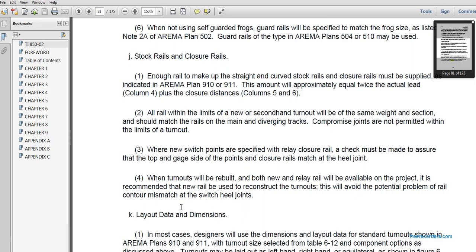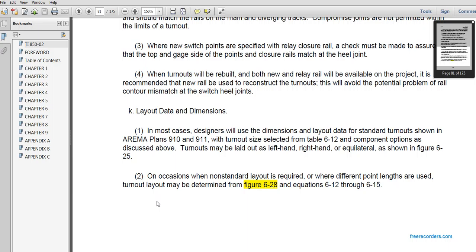When turnouts are rebuilt, both new and relay rail will be available on the project. It is recommended that new rail be used to reconstruct the turnouts. This avoids the potential problem of rail contour mismatch at the switch heel joints.